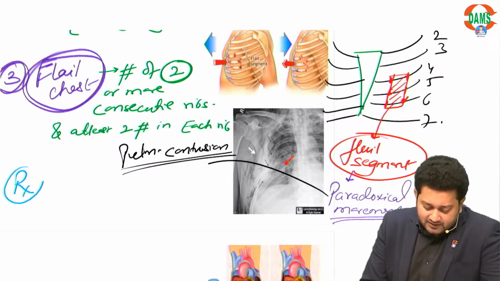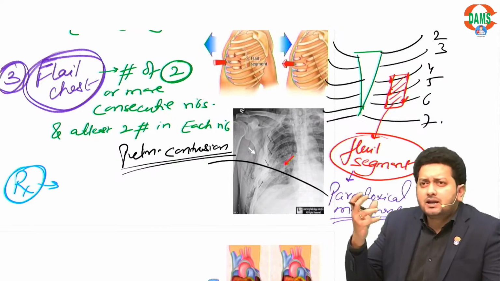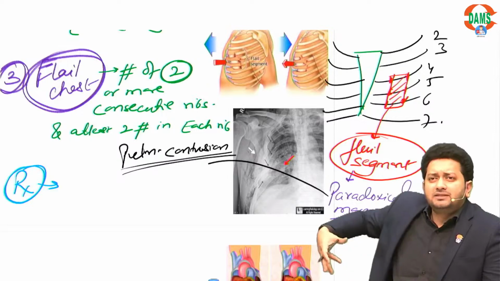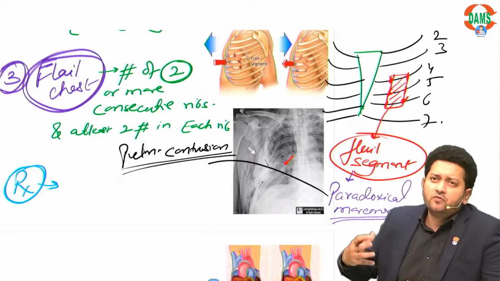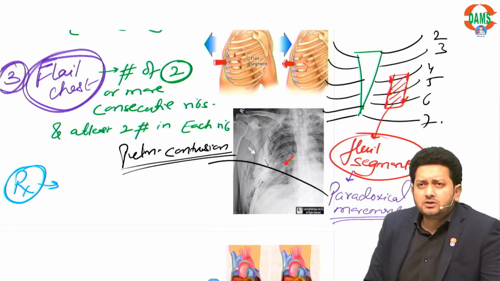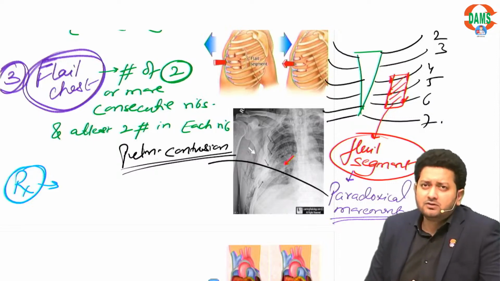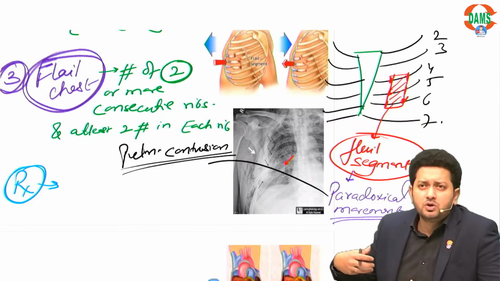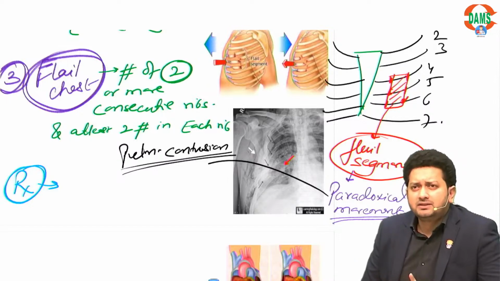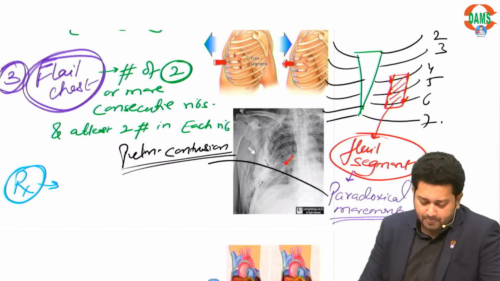Treatment of flail chest. Flail chest is again a clinical diagnosis. Mostly it is clinical. Very nicely you will see the movement of that flail segment. You can get the X-ray also done. FAST is usually not required in case of flail chest unless you are suspecting some pneumothorax or hemothorax. FAST does not have much role in flail chest.